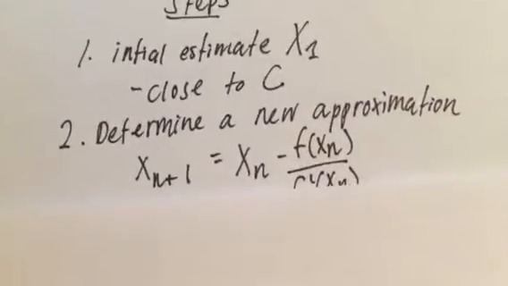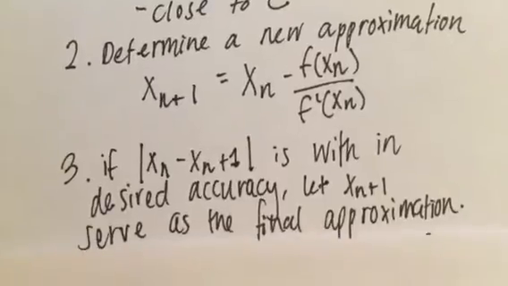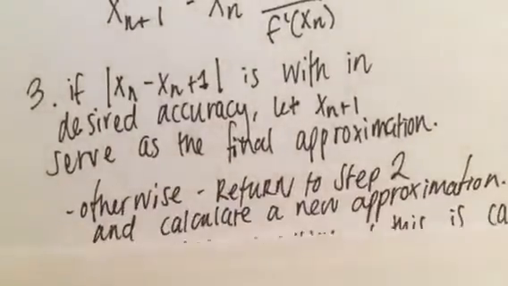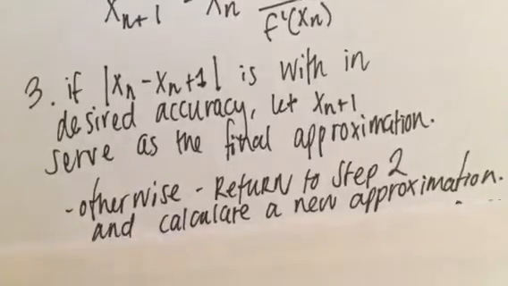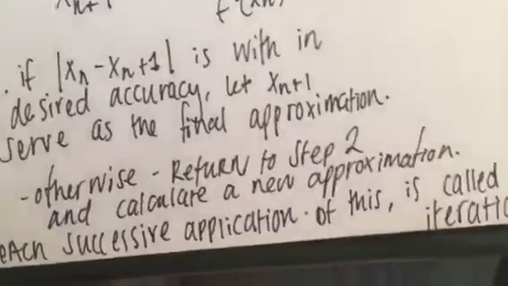Step 2, determine a new approximation using this formula. Step 3, if the absolute value of xn minus xn plus 1 is within the desired accuracy, let xn plus 1 serve as the final approximation. Otherwise, return to step 2 and calculate a new approximation. Each successive application of this is called an iteration.